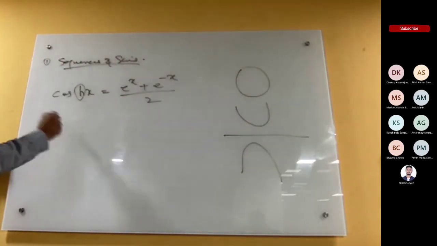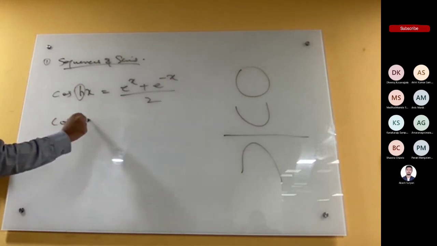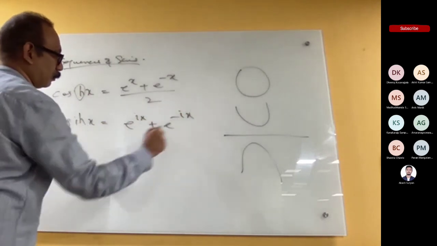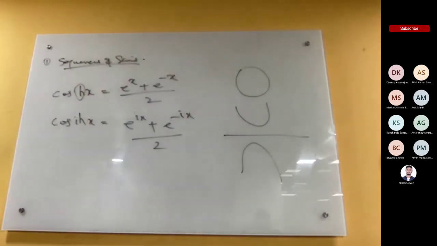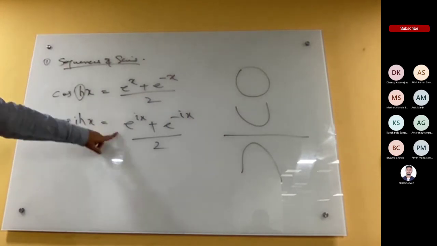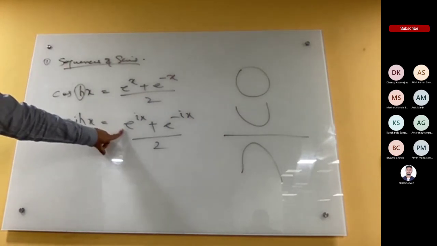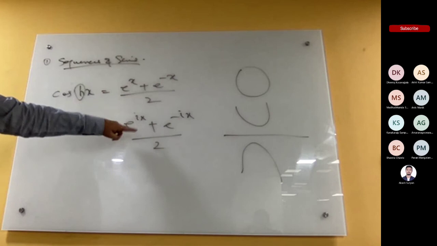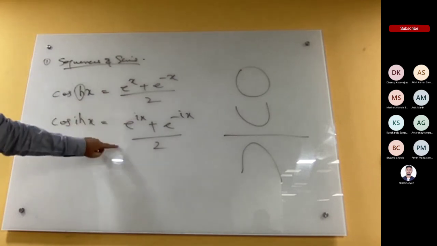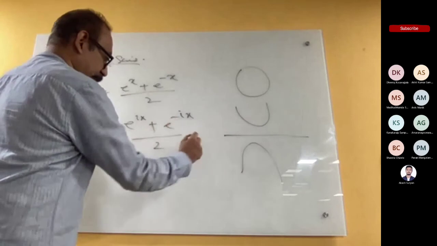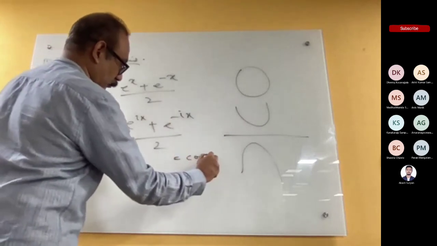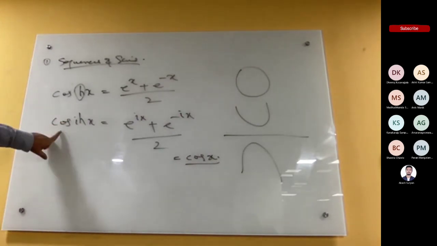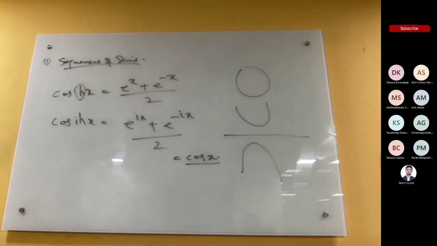So if you put cosh ix, it is e power ix plus e power minus ix, divided by 2. Now expand it in terms of sines and cosines. If you solve the hyperbolic function of an imaginary argument, you know what result you will get? I think it's an exercise. Solve it. You will get cos x. So cos hyperbolic x in the complex world turns out to be just cos x.